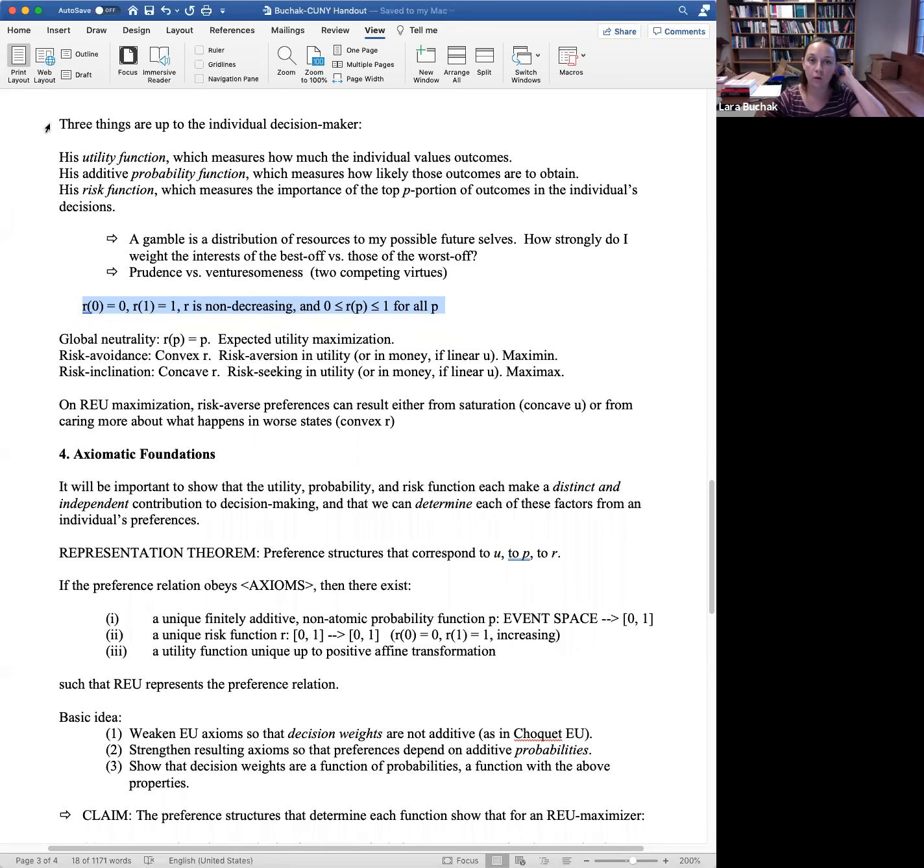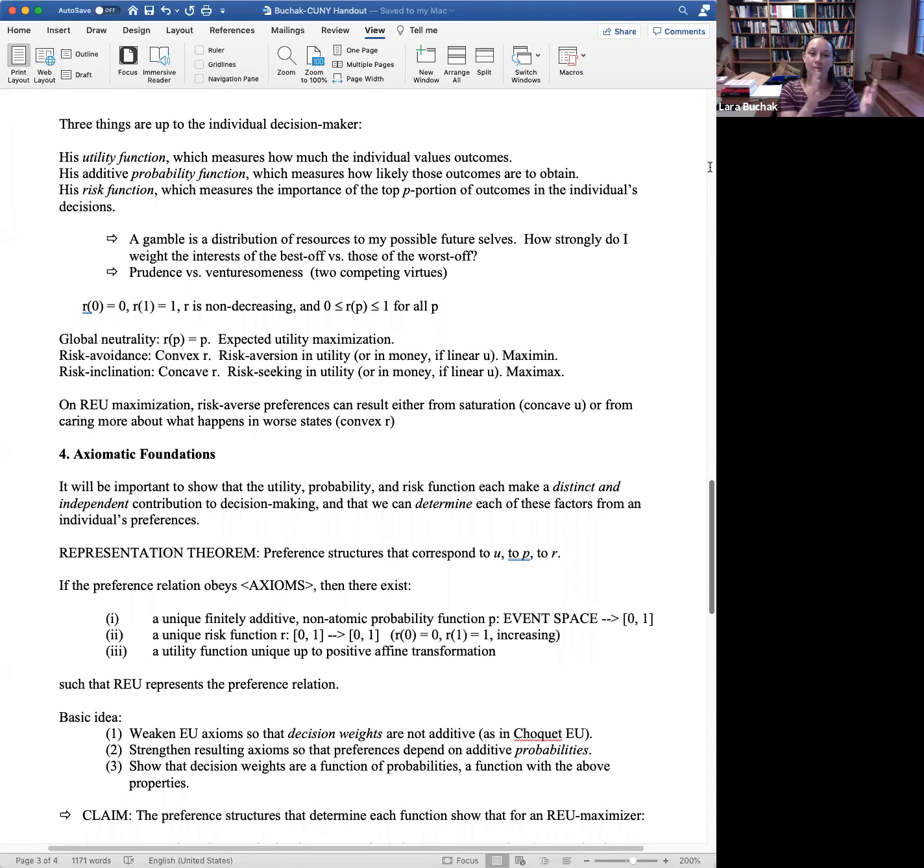Okay. So on this theory, 3 things are up to the individual decision maker. His utility function, which measures how much the individual values outcomes, his additive probability function, which measures how likely those outcomes are to obtain. So these are the 2 things that are up to the individual on the standard theory. And third thing, his risk function, which measures the importance of the top P portion of outcomes in the individual's decisions. And we can think of this in one of 2 ways.